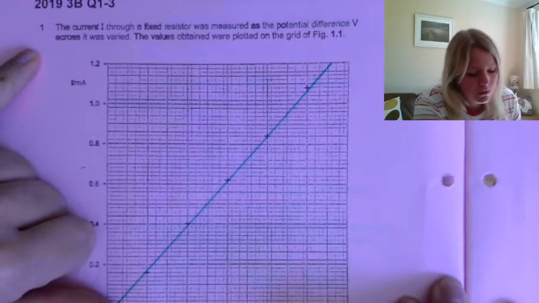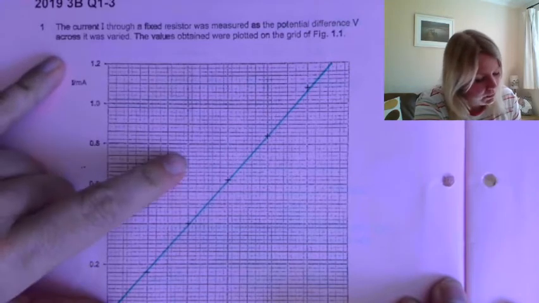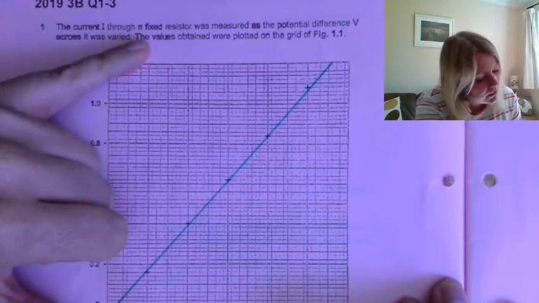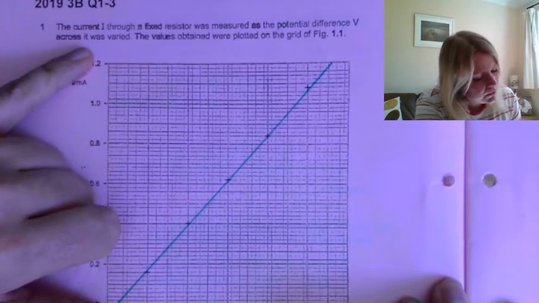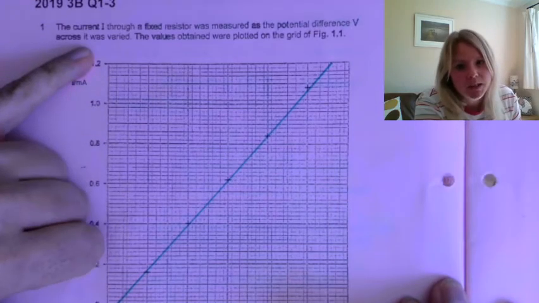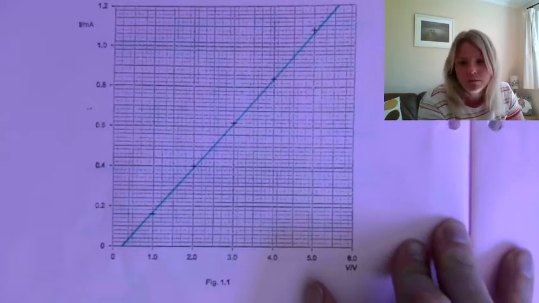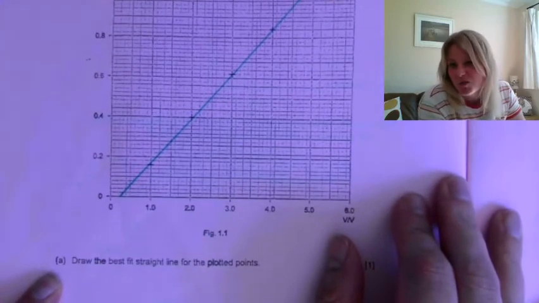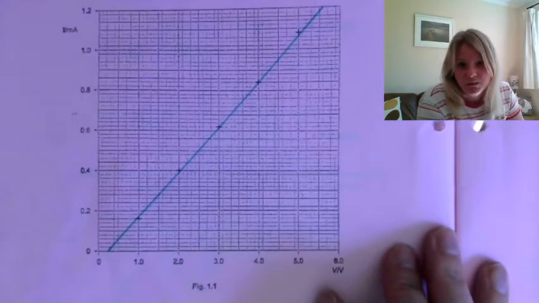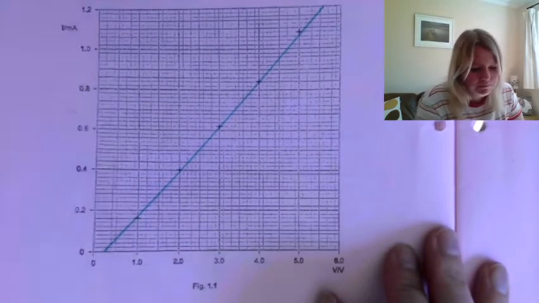Anyway, let's start looking through this Unit 3B from 2019. Okay, so question 1, dead easy. Well, the first part anyway. The current through a fixed resistor was measured as the potential difference across it was varied, and the values obtained were plotted on this grid. First question is just to draw the best fit line, which was nice and easy.